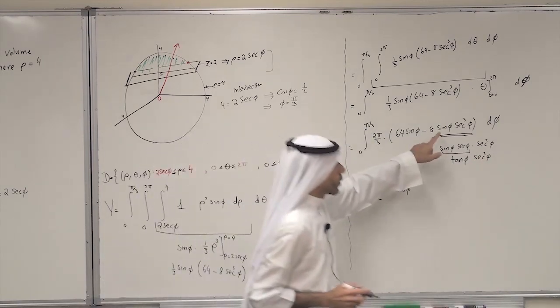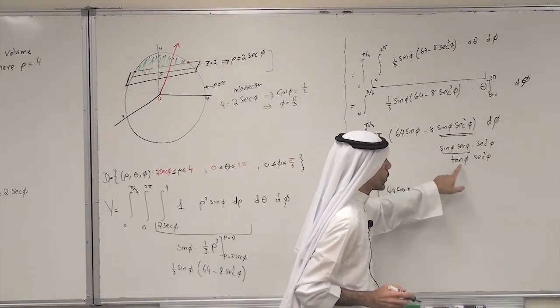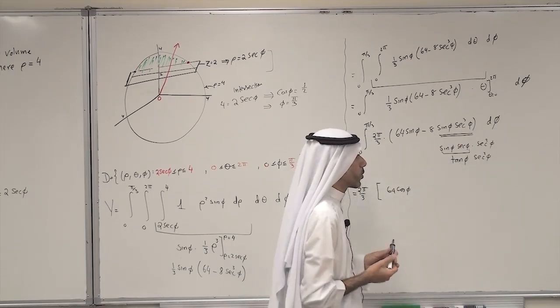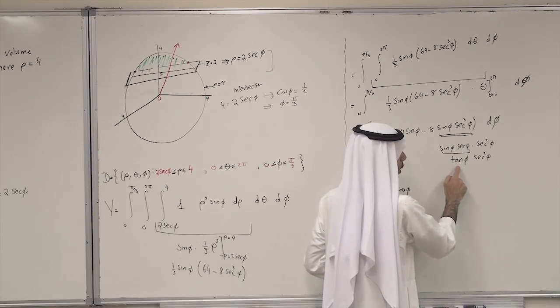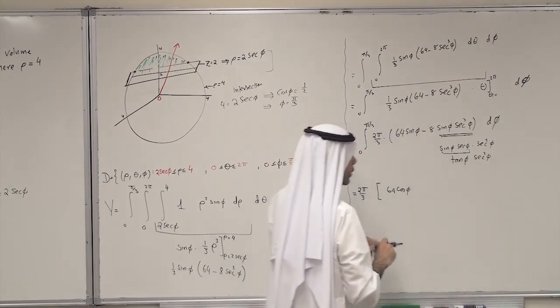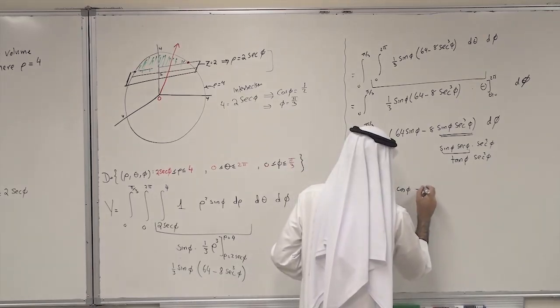So really this is just sine phi secant cubed, because tan times secant squared. To integrate it, it is a simple u substitution. This is the function tan, its derivative is secant squared, so this is my u. When you integrate, you get minus 8.